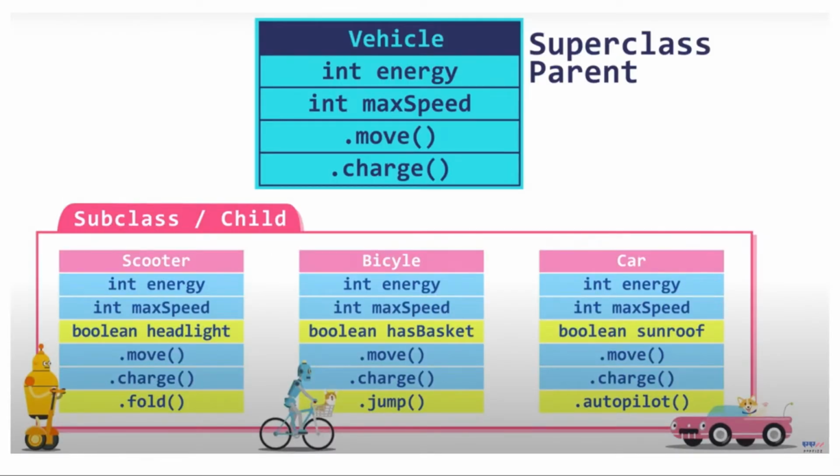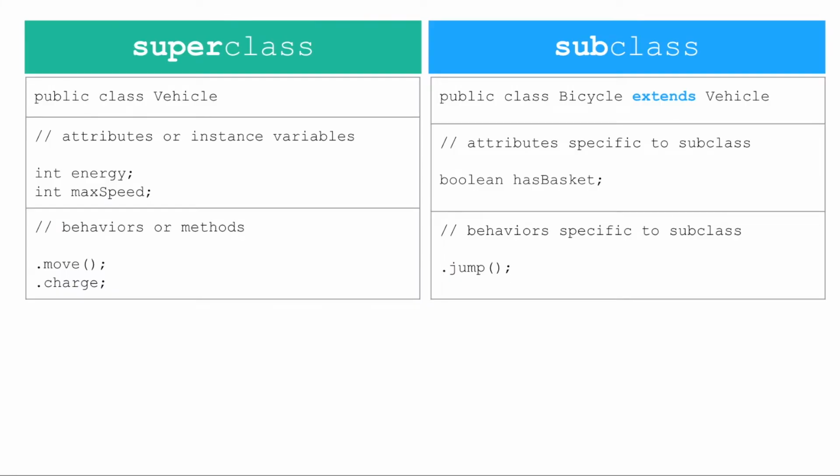Using this example, what might the UML diagrams for the superclass Vehicle and the subclass Bicycle look like? Take a look at the class headers. What do you notice? How are they similar? How are they different?